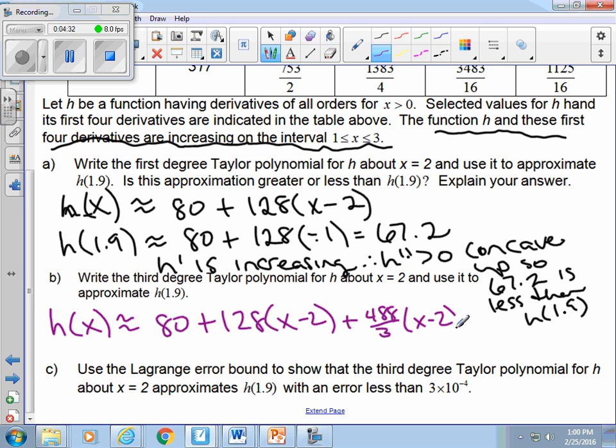X minus 2 squared over 2 factorial. Plus 448 over 3. Man, my brain really wanted to make that 88. X minus 2 cubed over 3 factorial. Oh, you're right. Thank you.